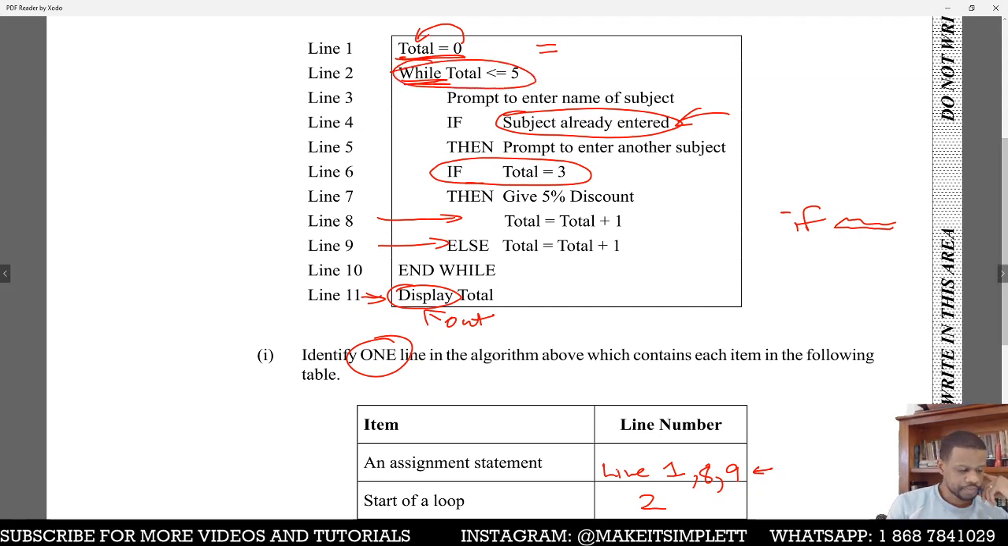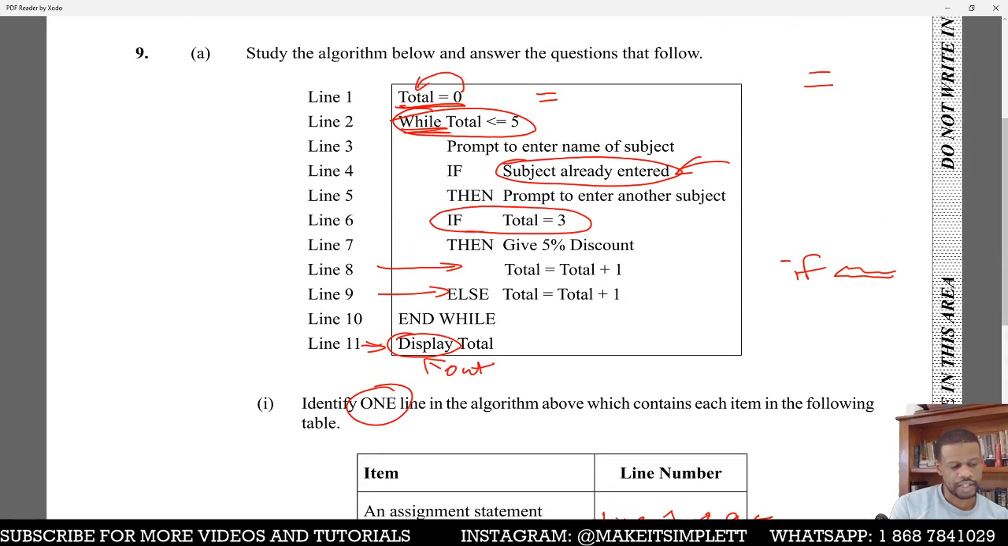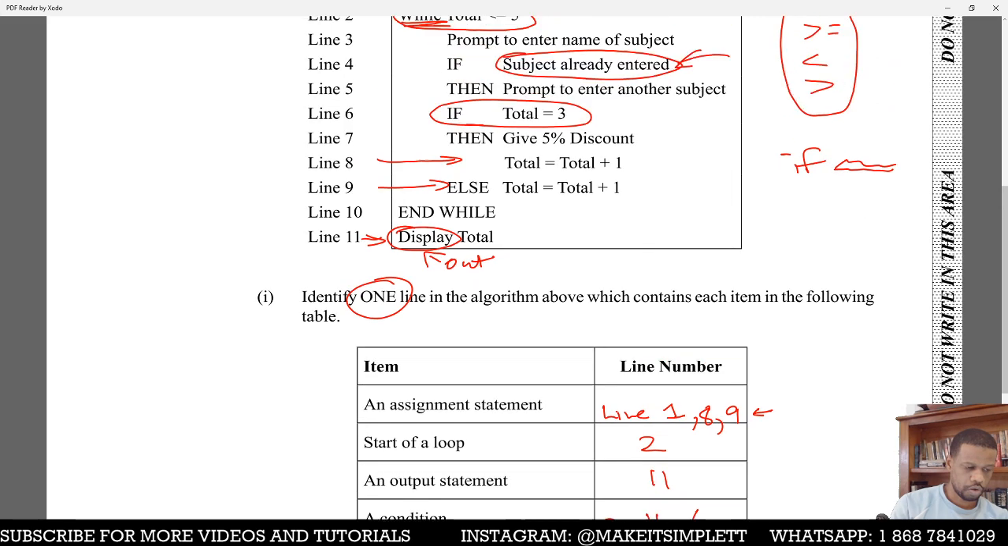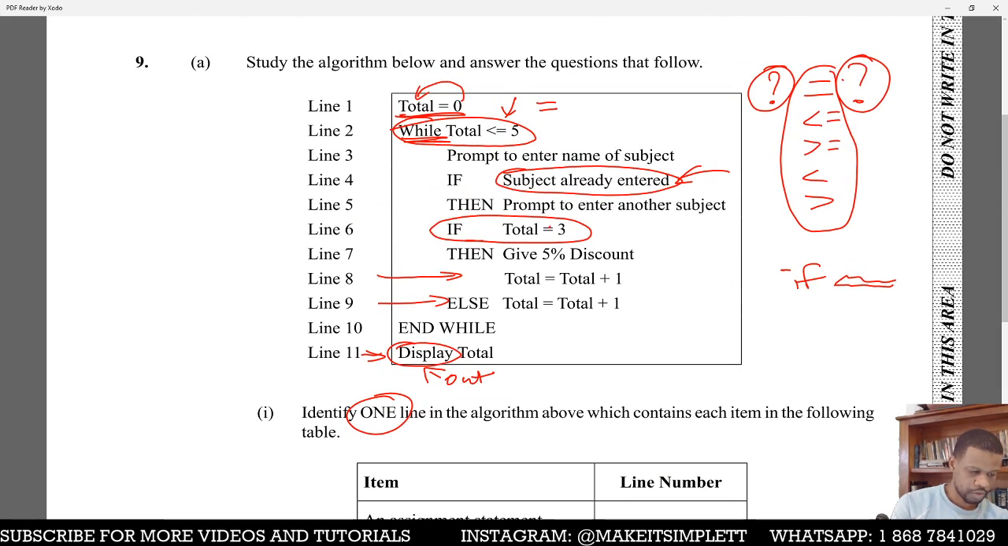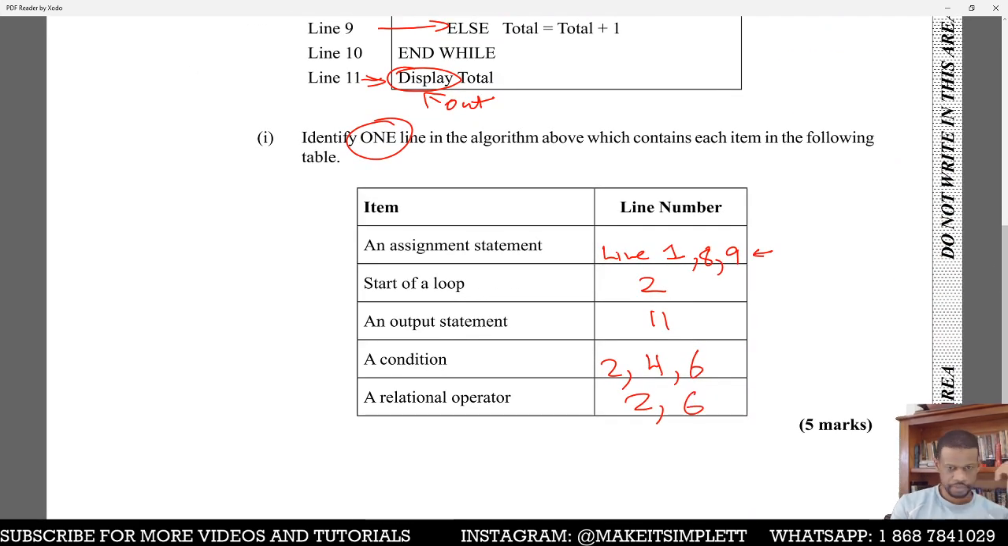A relational operator. Relational operators will be equal signs, less than or equal to, greater than or equal to, less than, more than, because they show you how one variable is related to another variable. So all the relational operators will tell you the comparison of this with respect to that. So the relational operator here will be less than or equal to, which is on line 2, or if total is equal to 3, that will be our next relational operator. So you're checking the relations. That'll be line 6 or 2. Any one of those will be good.